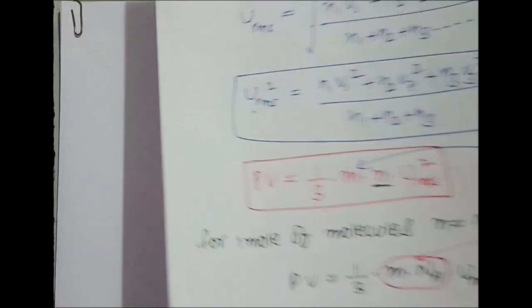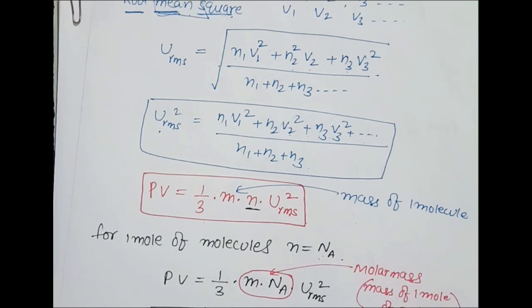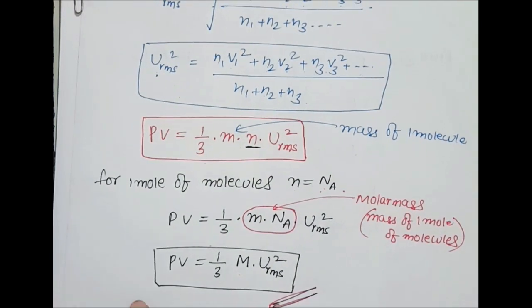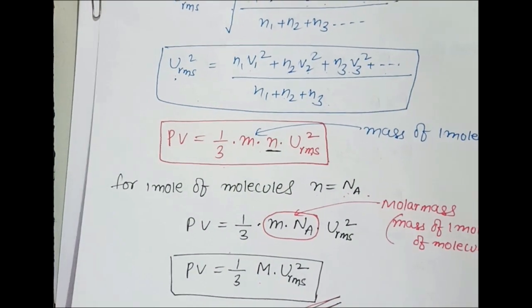Hello students. In the previous class we discussed this point. You just see what we have discussed in the previous topic. We discussed the relation PV is equal to 1/3 mn u_rms square. This is where we stopped. In case you have not watched, go to the playlist and you will get the derivation, which is a very useful derivation. Now what are we going to learn today?